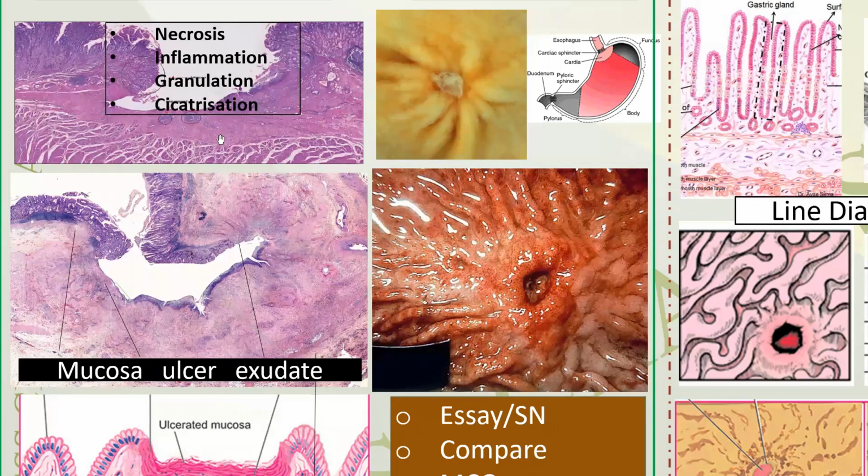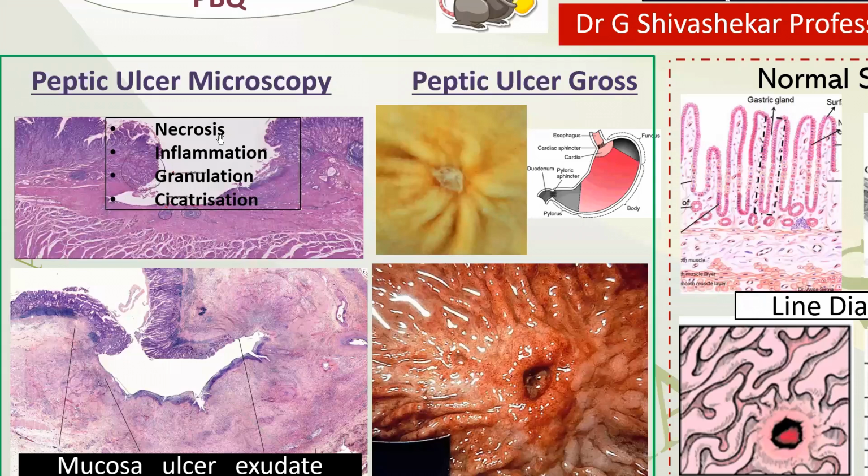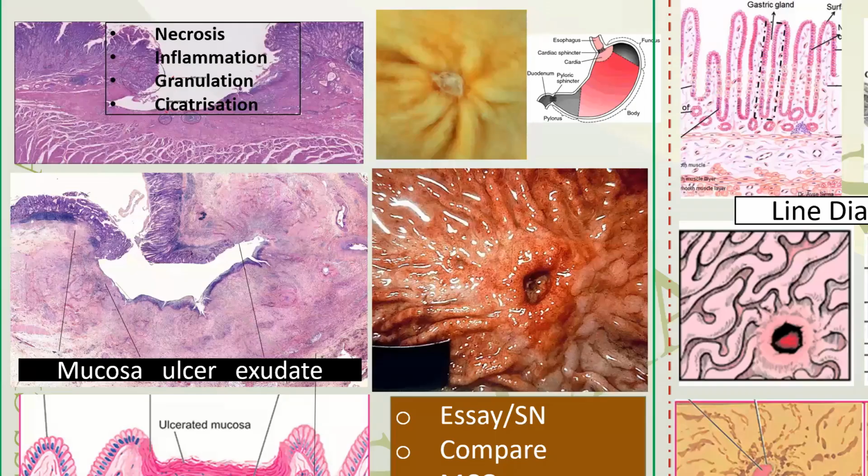So in your books, it will be given as there will be a zone of necrosis, a zone of inflammatory infiltrate and granulation tissue, then a zone of cicatrization or scarring. This is what we are seeing. A normal mucosa, necrosis, inflammatory infiltrate, granulation tissue, and cicatrization or scarring, which is very well explained by this diagram.